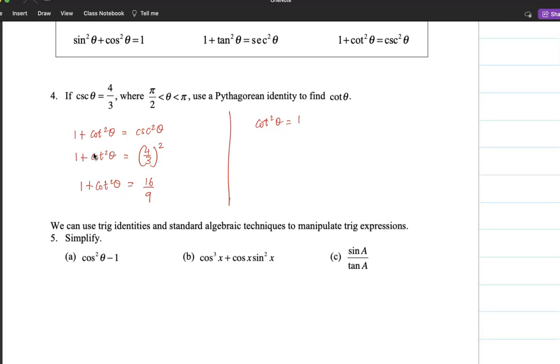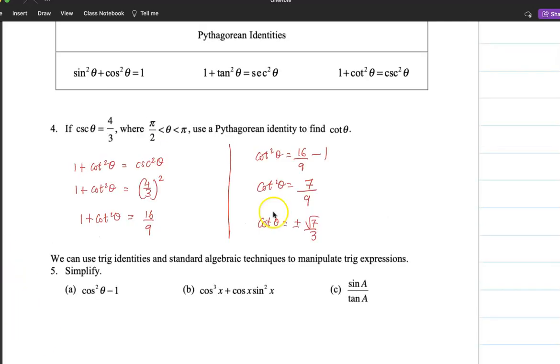16 minus 9 is 7. So cot theta is equal to plus or minus root 7 by 3. So what will you take, plus or minus? The domain restriction is 90 to 180 degrees, so cot theta is negative. So cot theta is equal to minus root 7 over 3.